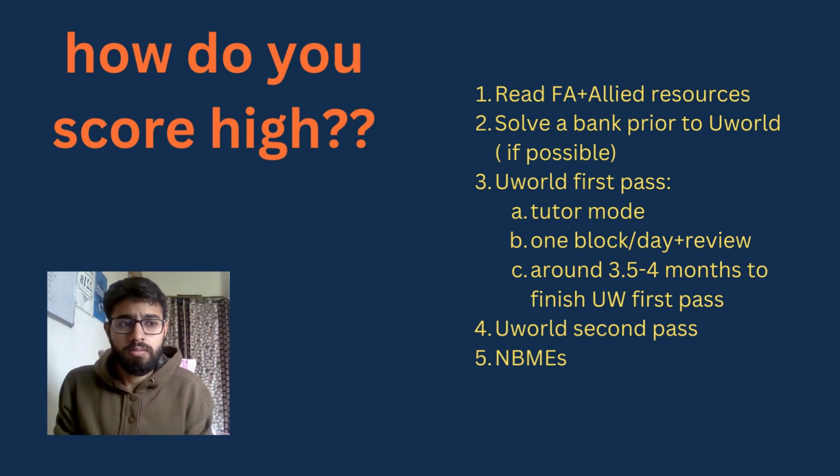My UWorld first pass score was around 80%, and I finished it in 3.5 months. It took me another 1 month to do the UWorld second pass, and I did it around 35 to 40%. So yeah, these are the basic things that you need to keep in mind.